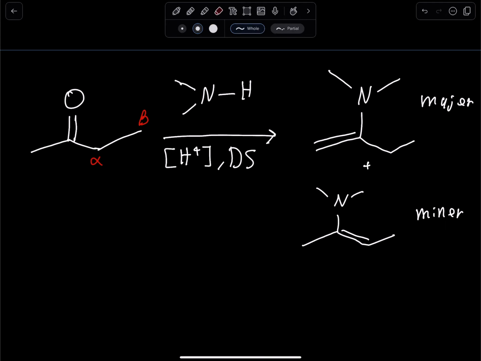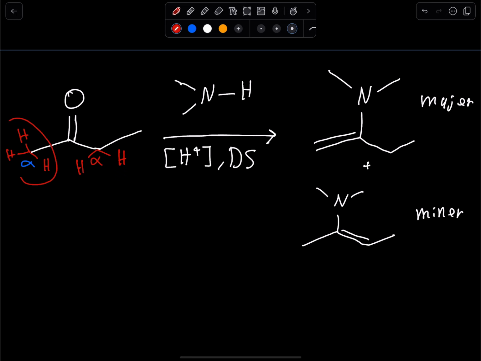Now, what determines which one is major or minor? What you can do is take both alpha carbons. Let's say the left side alpha carbon is blue and the right side is red. This right side alpha carbon has 2 protons, while the left one has 3 protons. The one with more protons, the double bond between that one and the carbonyl carbon will be the major product, right? And the one with 2, the one that has less, will be the minor product. So that's how you predict the product.